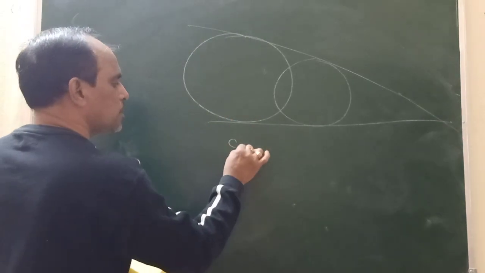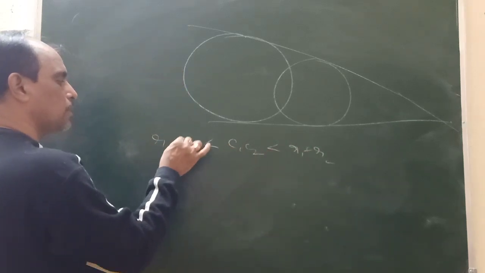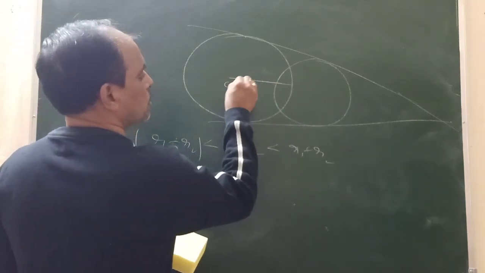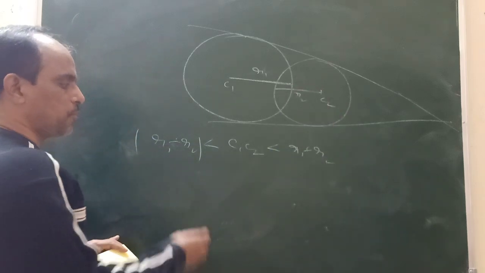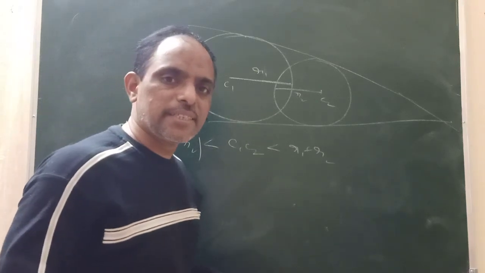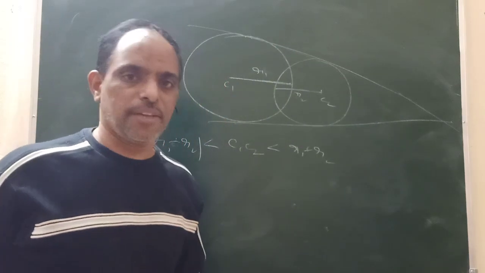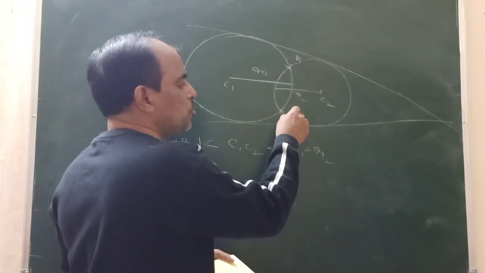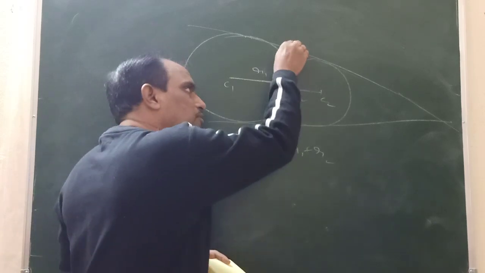Now you see C1 C2 is less than R1 plus R2, but it is greater than R1 minus R2. This is C1, this one is R1, and this is R2, where the center is at C2. So R1 minus R2 is less than C1 C2 is less than R1 plus R2. Then the 2 circles intersect at 2 distinct points, and there will be 2 direct common tangents only. There will be no transverse common tangents, and the line through the 2 intersection points is called the common chord.